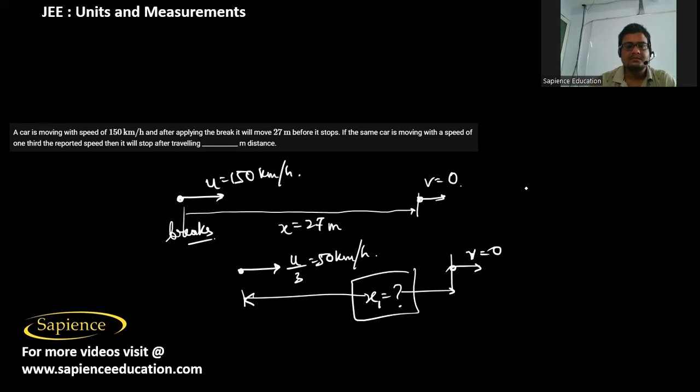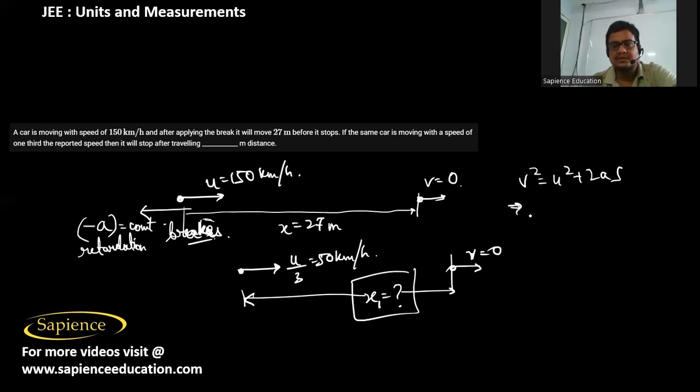So now we can apply v square equals u square plus 2as. Now here we can assume that when it applies its brakes, its retardation will be constant. That is the minus a, which is the retardation, that is constant.